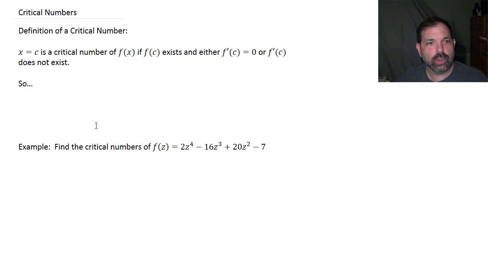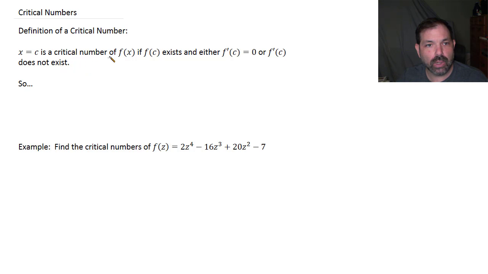So, a definition of a critical number. We will say that x equals c is a critical number of f of x if f of c exists and either f prime of c equals 0 or f prime of c does not exist. So what is this saying?